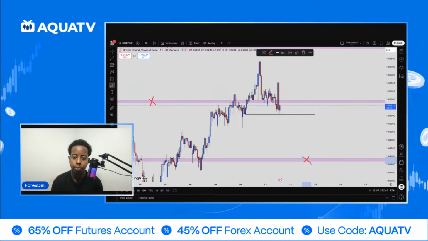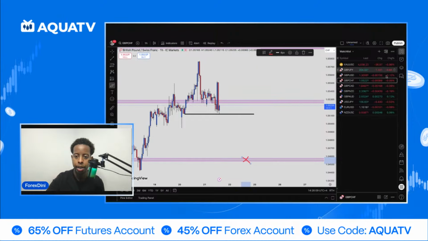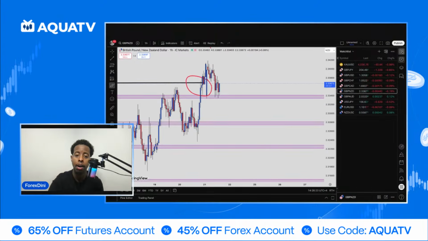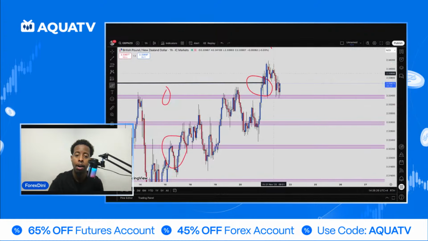Okay, hope that's clear. Moving on, we have pound CAD. Pound CAD in between two levels. Staying out of that one. Next up, we have pound New Zealand. Okay, currently above a support level.